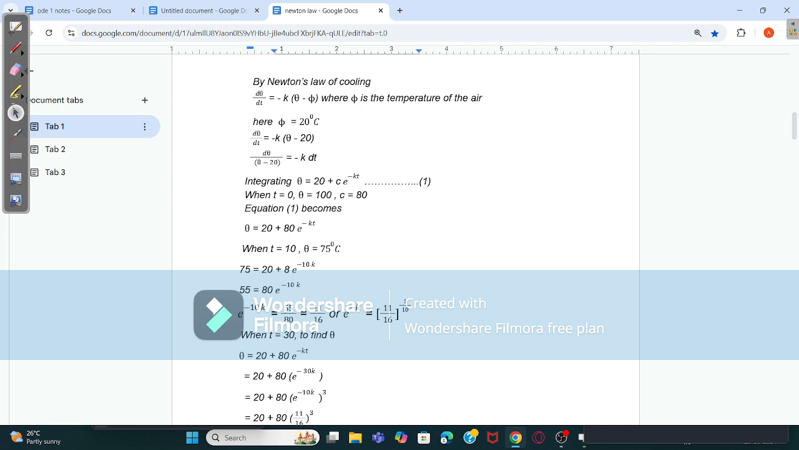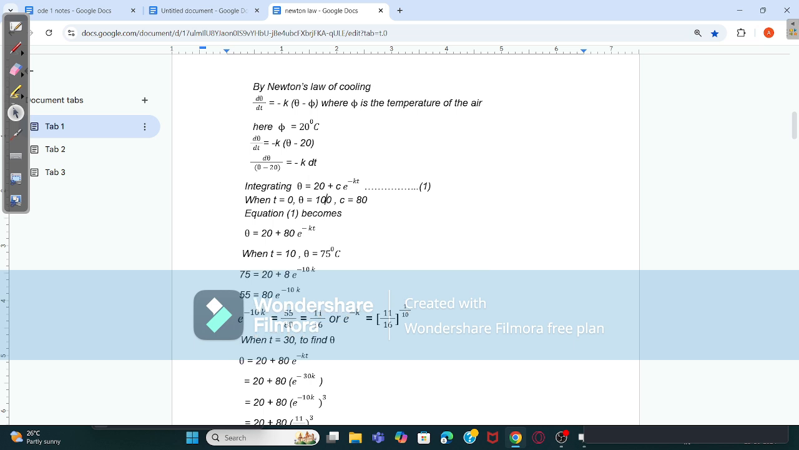I am substituting the values here. So 80 e power minus kt. When t is equal to 10, theta is 75. In the place of theta we have to substitute 75. When t is equal to 10, theta is equal to 75 degrees Celsius.